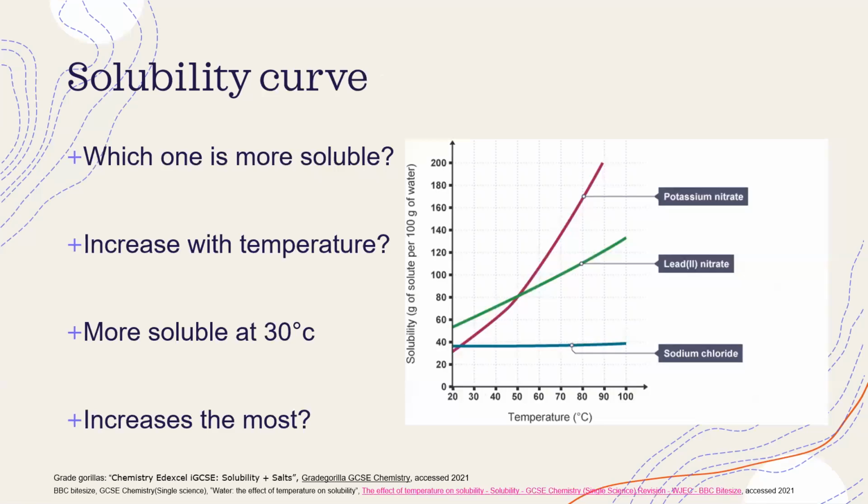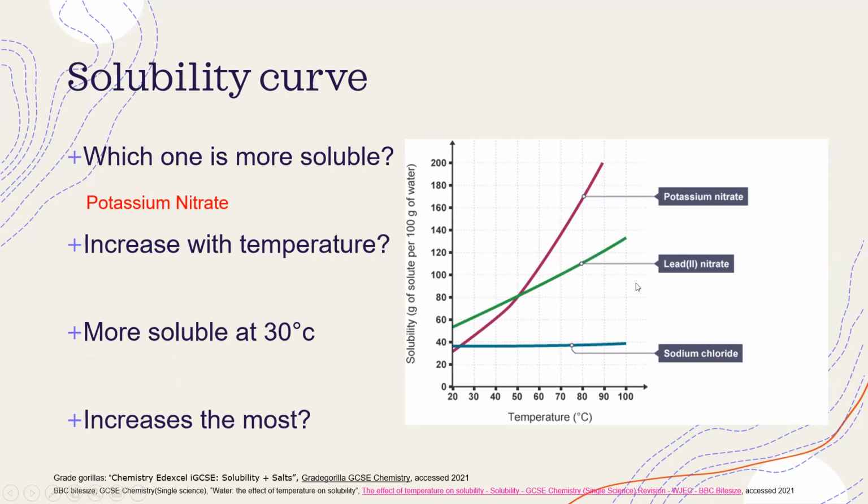So one question they might ask is, which one is more soluble? As you can see, typically by that, they might ask which one's more soluble at a specific temperature, or they might ask which one is more soluble at the highest temperature. As you can see, the potassium nitrate is the highest, even if it did reach 100. You could follow the graph up. Lead nitride would stay pretty still, and sodium chloride doesn't necessarily change all that much. So the answer to that would be potassium nitride.